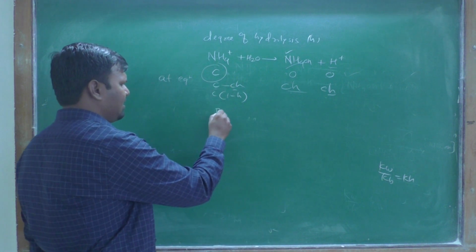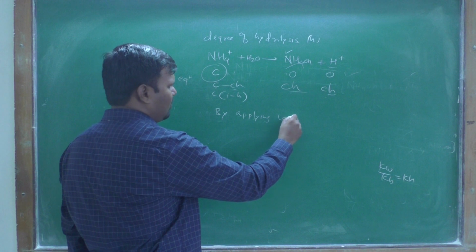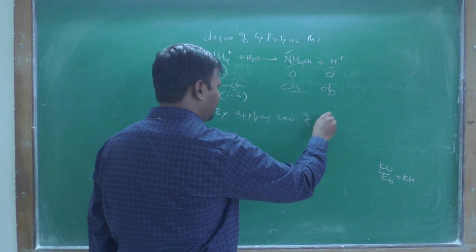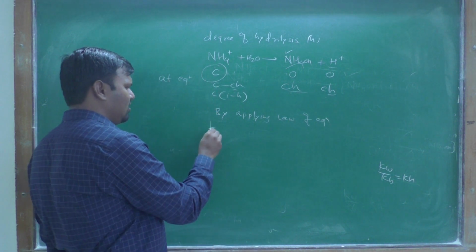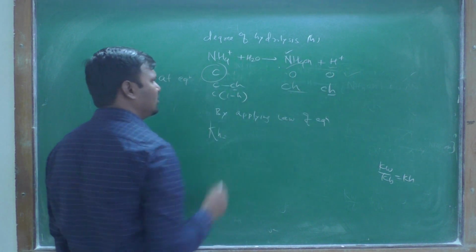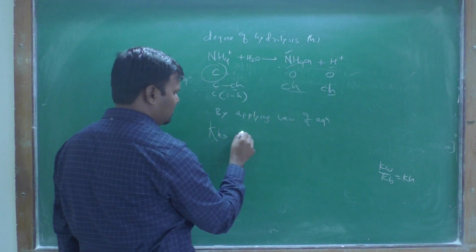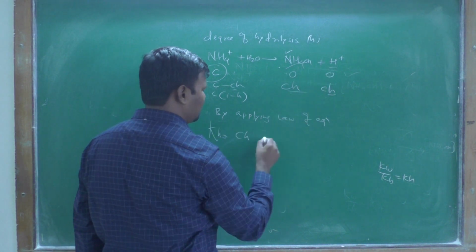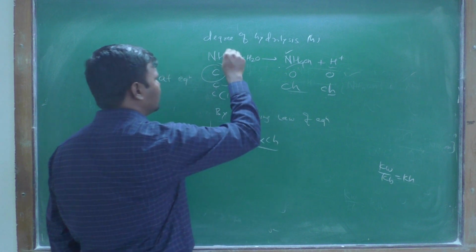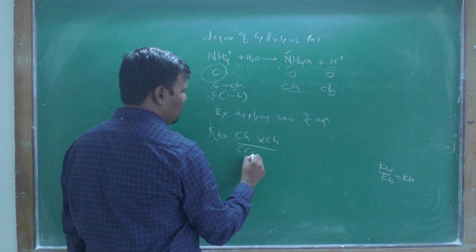Okay, by applying the law of equilibrium, we can find out the Kh. Okay, already we found out the Kh. The concentration of this upon this: the concentration of the product Ch, the other product H plus is Ch, upon the concentration of NH4 plus, that concentration is C(1 - h).